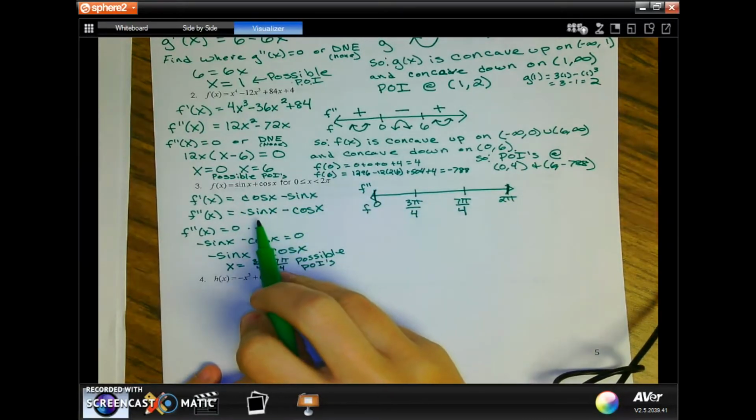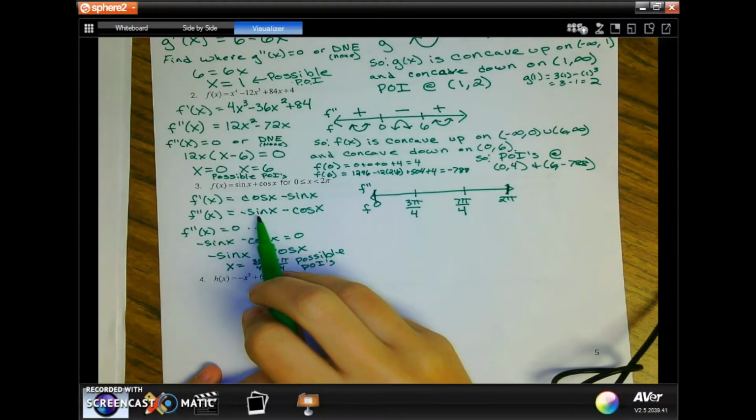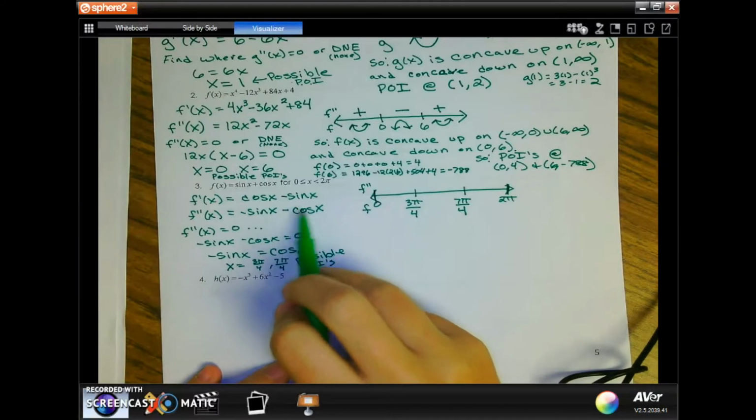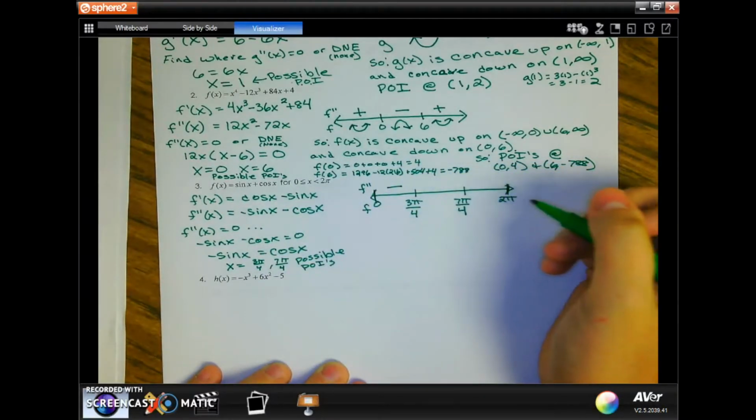If you plug pi over 2 into the second derivative, sine of pi over 2 is 1, but it's going to be negative, so I've got a negative 1, and the cosine there is going to be 0. So it's going to be negative, because negative 1 minus 0 is negative.